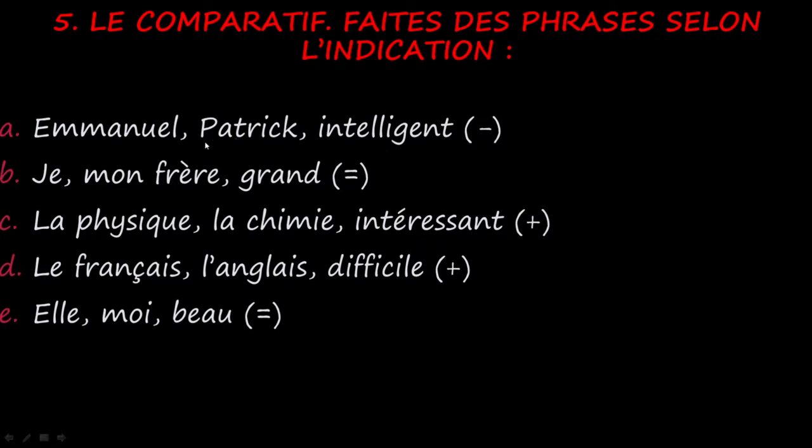Okay, so the second sentence, mon frère grand aussi. Je suis. So the verb être first. Je suis aussi. Adjective grand. Que mon frère. Je suis aussi grand que mon frère, which means I'm as tall or I'm as big as my brother. So it means we are the same height, the same size. Je suis aussi grand que mon frère.